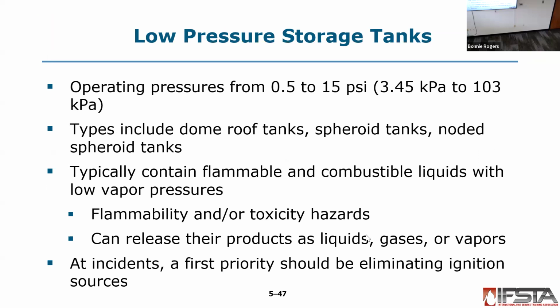So a pressure is how much? A pressure tank is 15 or more, and so a low pressure would be 0.5 to 15. So you might have a dome roof tank, spheroid tank, noted spheroid tank. Typically you'll find flammable combustible liquids where they can release products as liquid, gases, or vapors. So you want to make sure you don't have an ignition source.